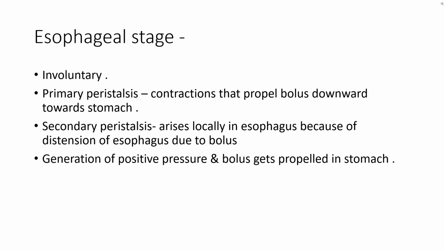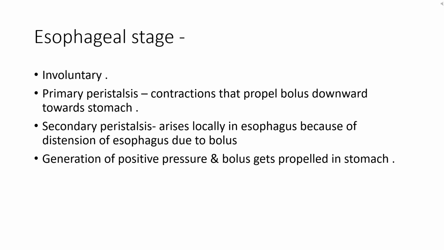Now coming to the esophageal stage, it is again involuntary just like pharyngeal phase. There are certain important movements that push the food bolus towards the stomach. First is primary peristalsis. It is the contractions that get generated and propel the food bolus downwards towards the stomach. And here the generation of positive pressure takes place and the bolus gets propelled into the stomach. Next is secondary peristalsis.